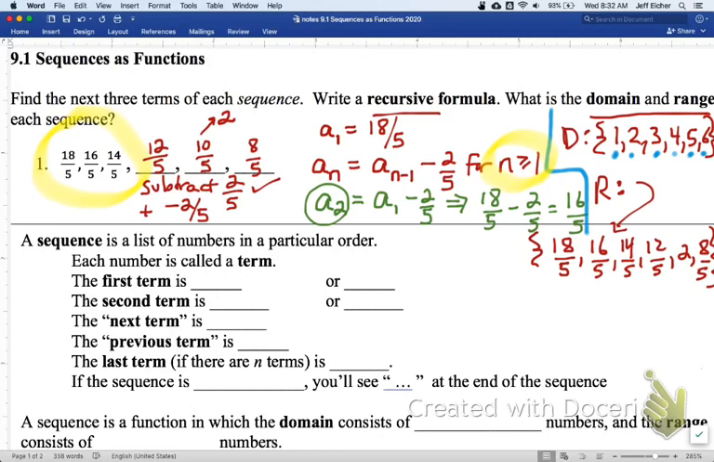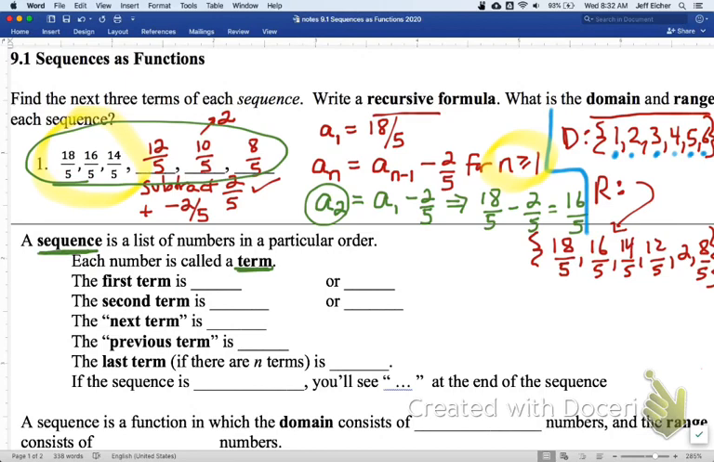Alright, so a couple terms to recap what we were just doing. We were working with a sequence. A sequence is a list of numbers in a particular order. These numbers were in a particular order. Each number is called a term. We found the next 3 terms, so numbers are called terms.